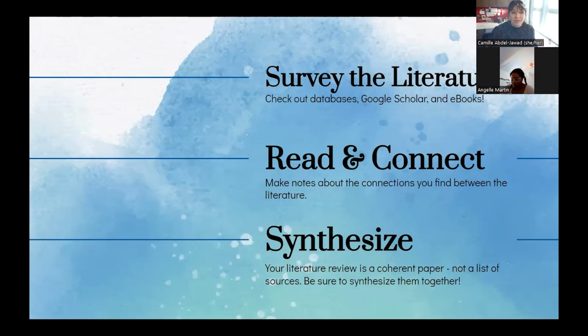It's not a list of sources, right? It's not your references. It is an actual synthesized paper. It's an actual analysis of what is out there on your topic, not a list of sources. You're going to talk about the conversation on your topic and how these sources connect, are in conversation with each other, maybe how they disagree, and all kinds of things like that. So those are the 3 steps to writing your literature review. We'll talk more about that third step, how to synthesize and actually present the literature review, in a little bit.